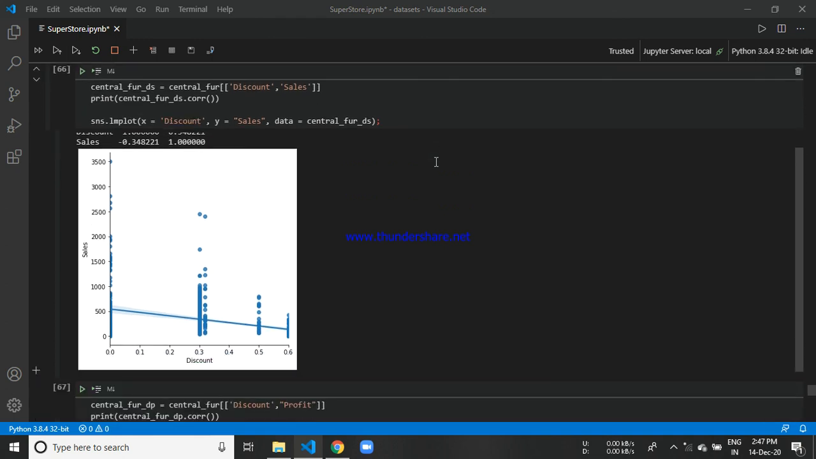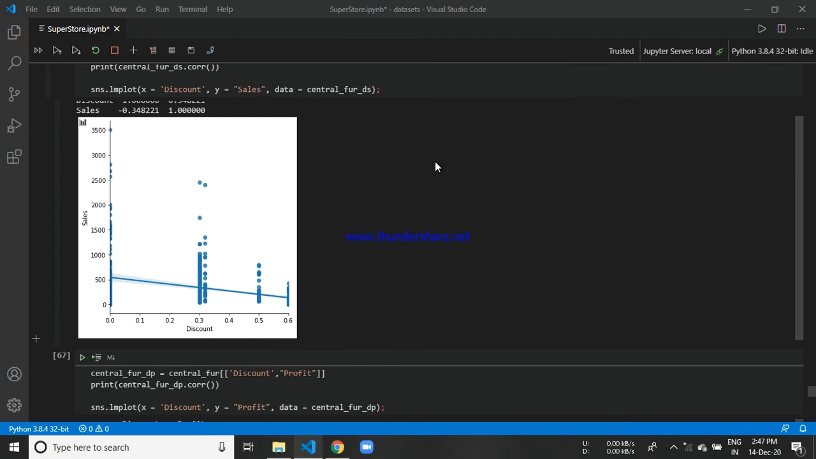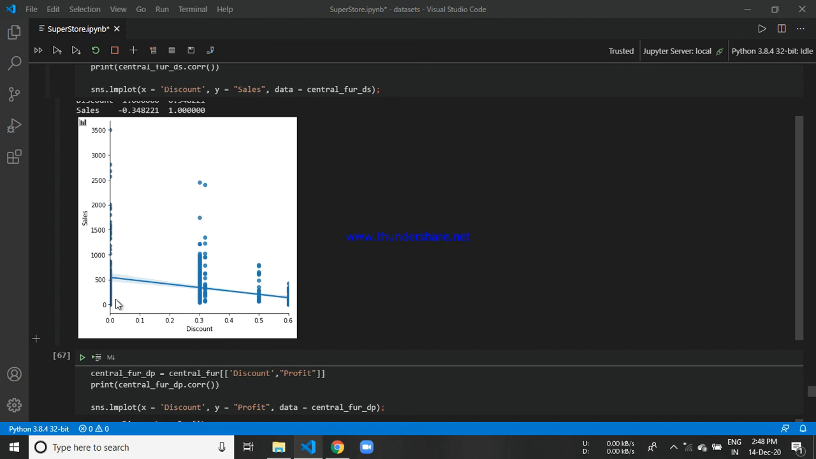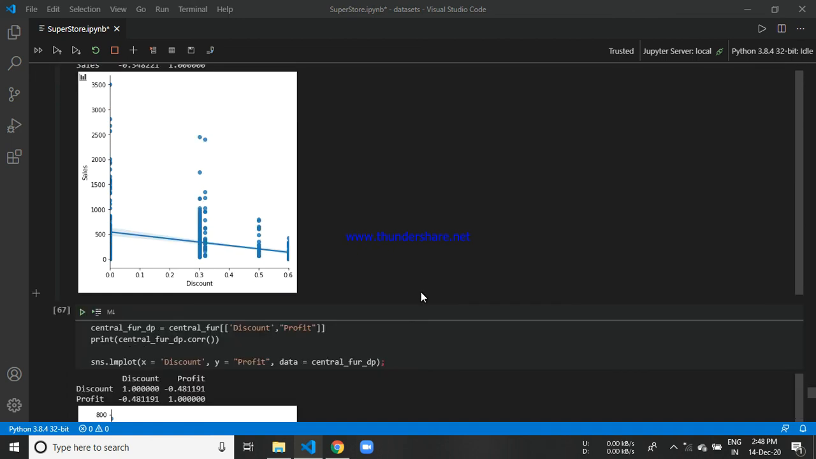With the sales, there is a negative relationship. I would say the correlation is negative. That is minus 0.34. That is, we can say, 30%. The sales have gone down. Okay, as we can see in the diagram as well, at 0% discount, the sales were high, but when the discount gets higher, 60% or 50%, the sales were there, but most of the sales were in negative or on the lower side compared to the 0% discount.